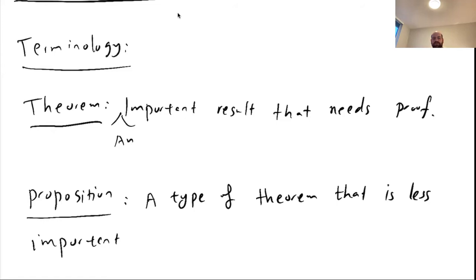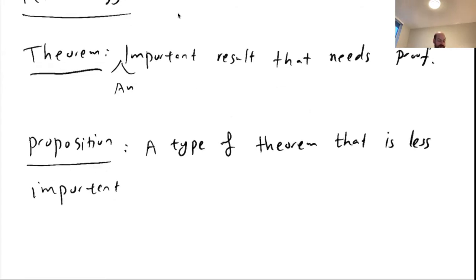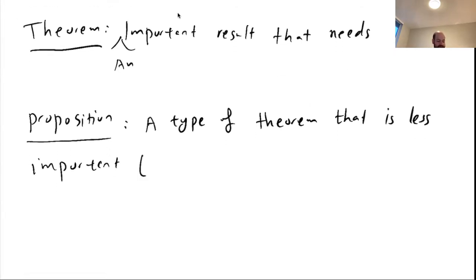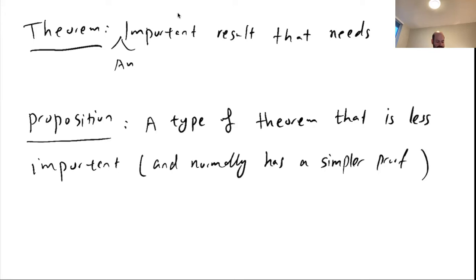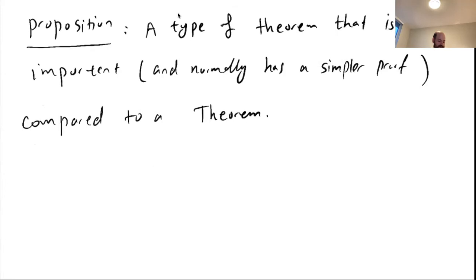The main difference is that a proposition is a minor type of theorem, which is less important and normally has a simpler proof compared to a theorem. Okay, so theorem and proposition are the terms that are commonly used in mathematics.